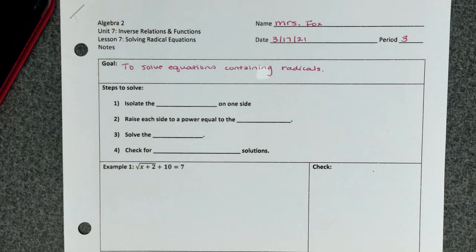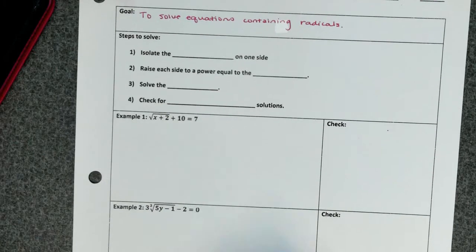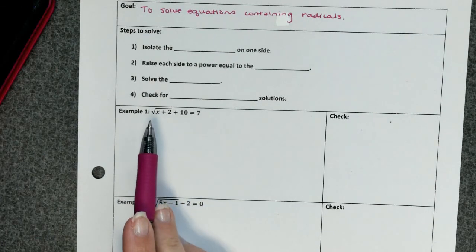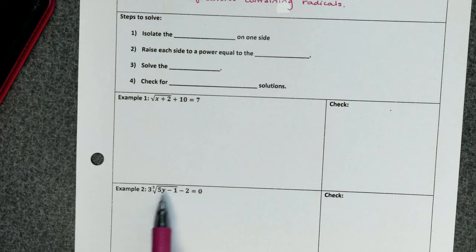So, when we go to solve equations that have radicals in them, you can see in our three examples what it means is that it has this radical symbol here. It has a radical symbol here.